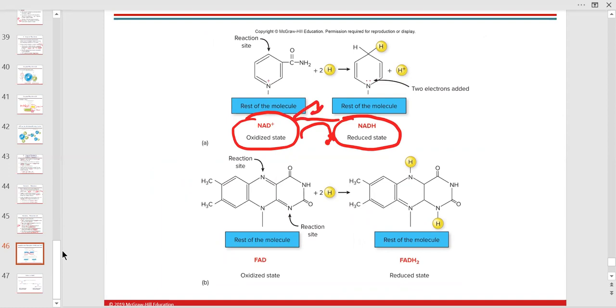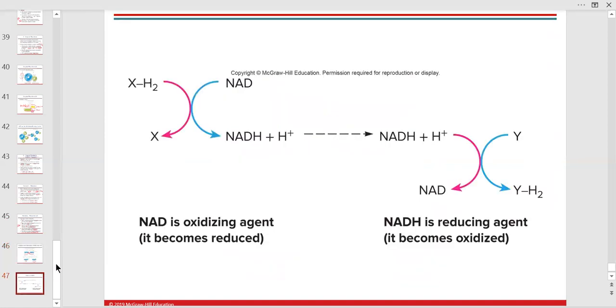And FAD, basically the same thing. FAD in its reduced state. Oxidation reduction. Know the definitions for now. So NAD is an oxidizing agent and it becomes reduced. And same thing here. Depends on what the other molecule is, which could be any reaction, but this is all leading to cellular respiration, when you use the glucose to make ATP.